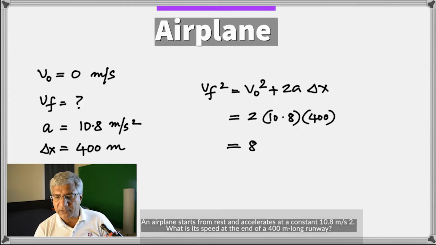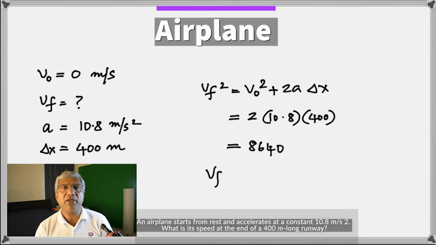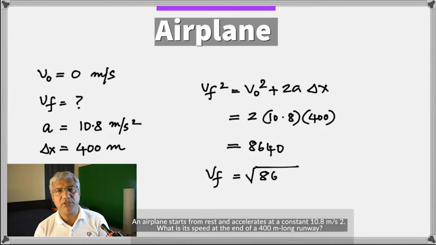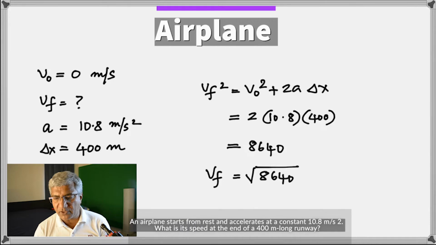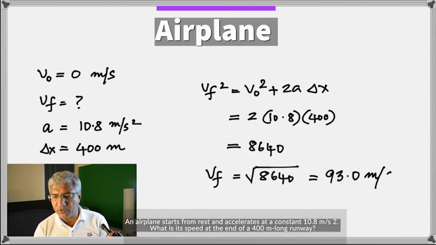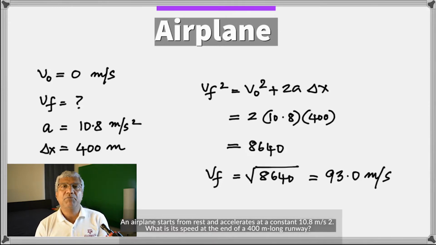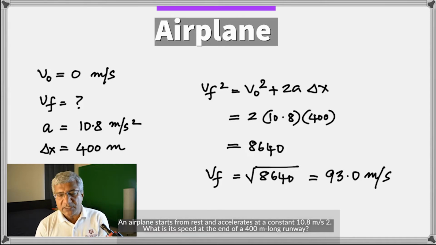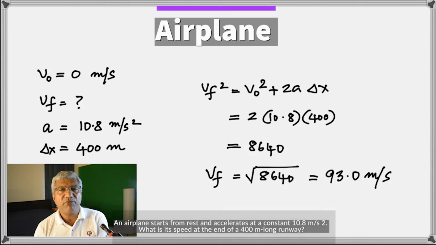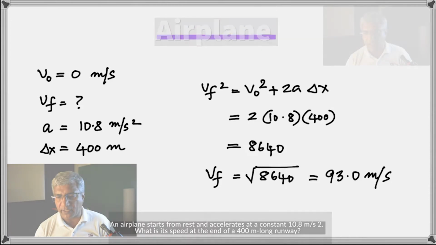When you do the calculation for that, you get 8640, and then you have to take the square root of that. When you take the square root of that quantity, you get the final velocity, 93.0 meter per second. Is this answer practically okay? Yes, it is. Because it's talking about something moving very fast, something that's accelerating really fast. So that answer is okay.